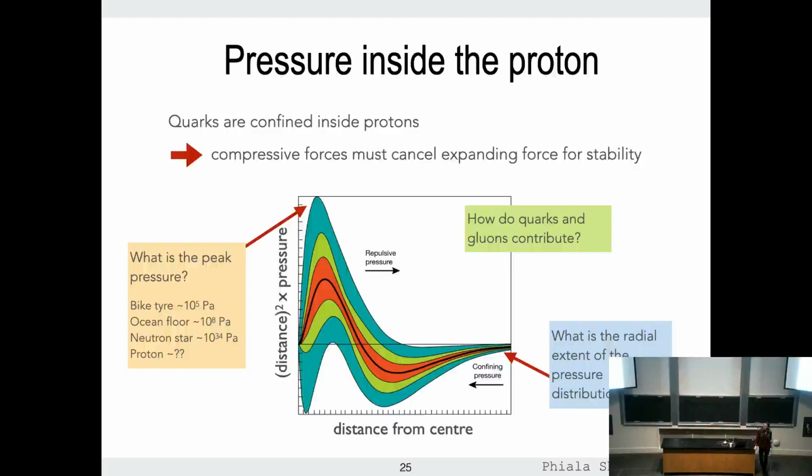Drawing that, we can then ask some questions. We can say, okay, well, what's the pressure in the center of the proton? Is it more like a bike tire, like 10 to the 5 Pascal, or more like the interior of a neutron star, 10 to the 34?